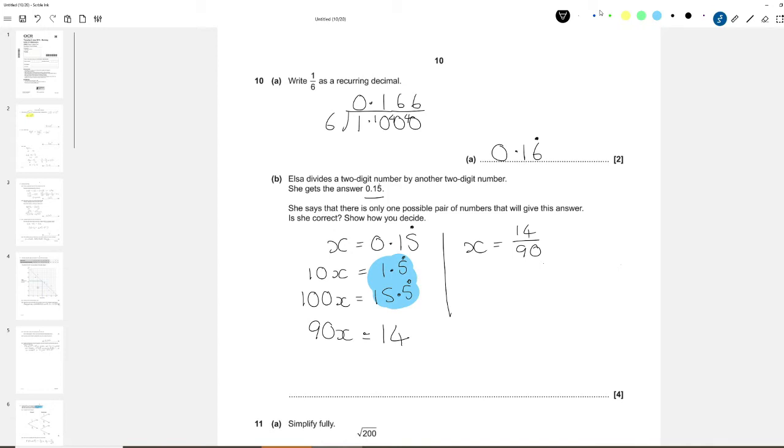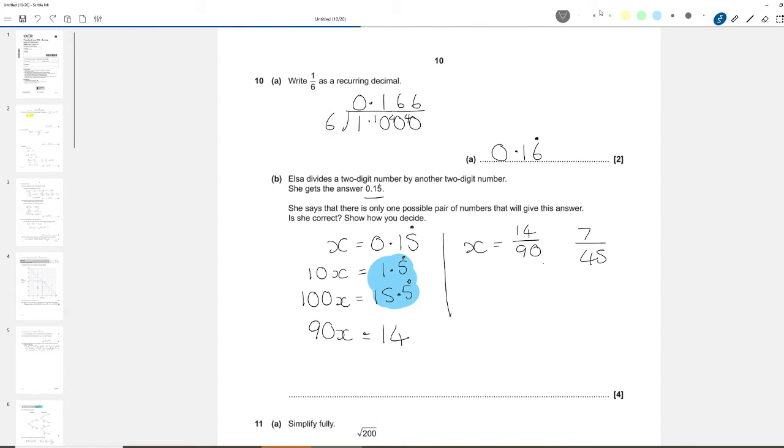So a way I could say it would be, yes, Elsa is correct, because that's the only 2-digit number by a 2-digit number. Because if I go for the multiples, the next one along, if I did times it by 2, it'd be 28 over 180, which is not a 2-digit number by a 2-digit number. Or if I simplified it, if I divide it by 2, that would be 7 over 45, which is not a 2-digit number by a 2-digit number. So Elsa, technically, she is correct because 14 and 90 are the only 2-digit numbers that will get the answer.